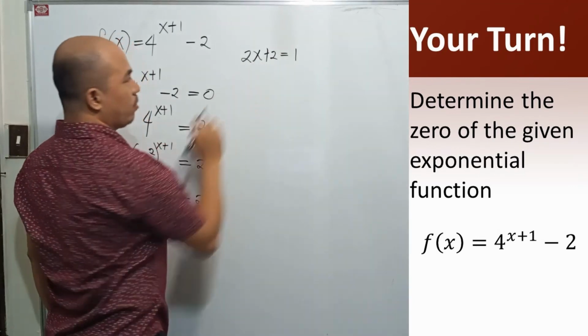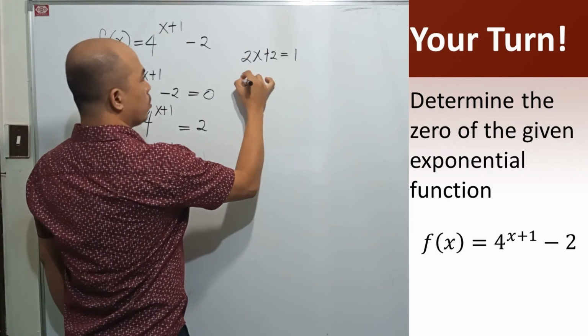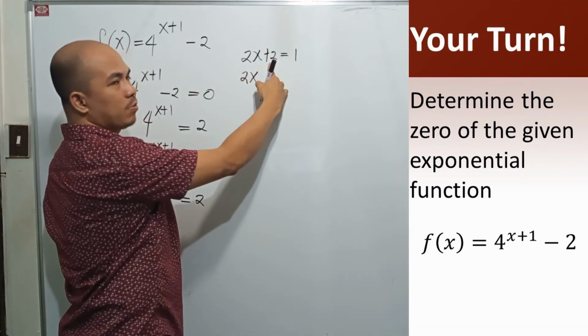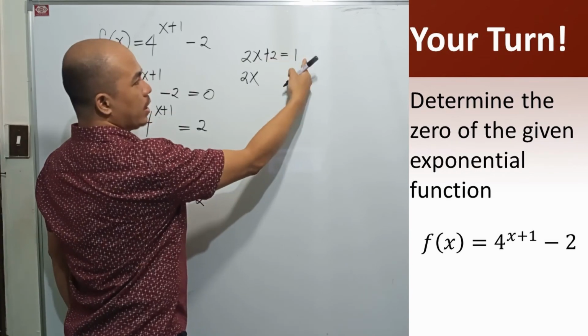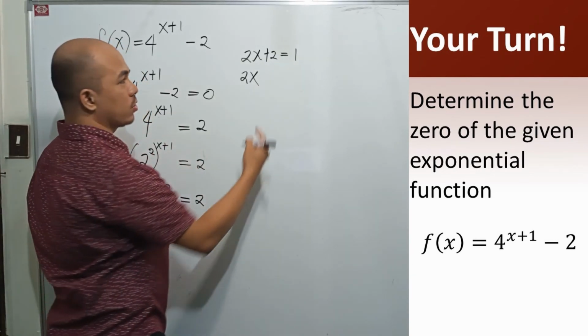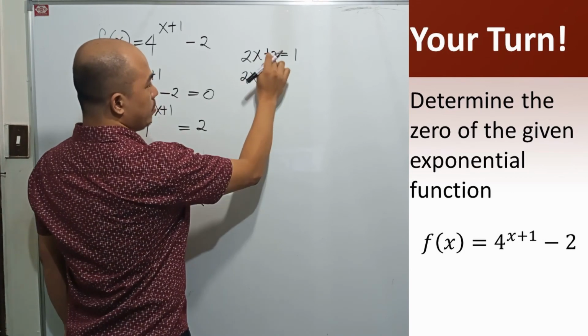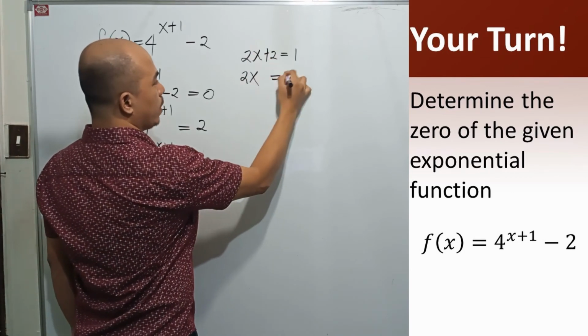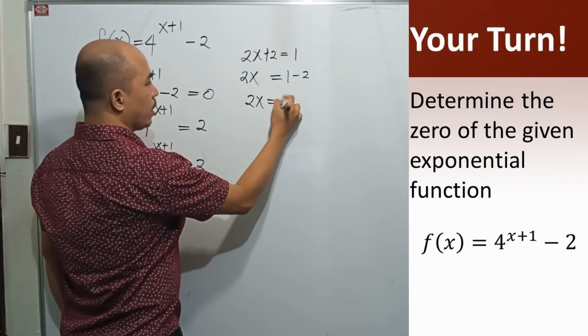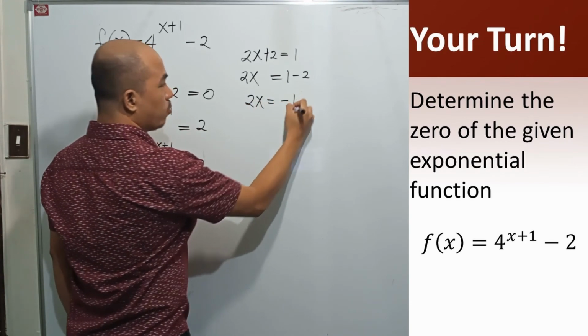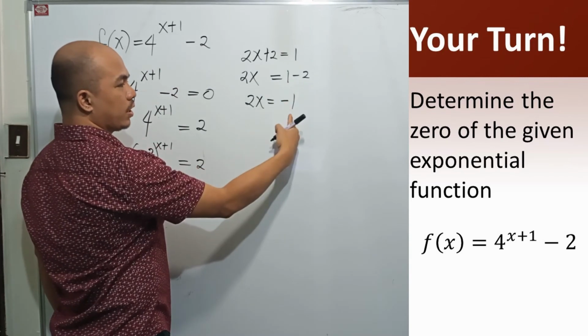Ayan. Then, let us solve for x. So, 2x, since positive 2 ito, magmi-minus 2 tayo sa magkabilang side ng ating equation. So, we have 2x na lang. 2 minus 2 kasi is 0, equals 1 minus 2. Okay? So, you have 2x is equal to negative 1. So, 1 minus 2, that is negative 1.